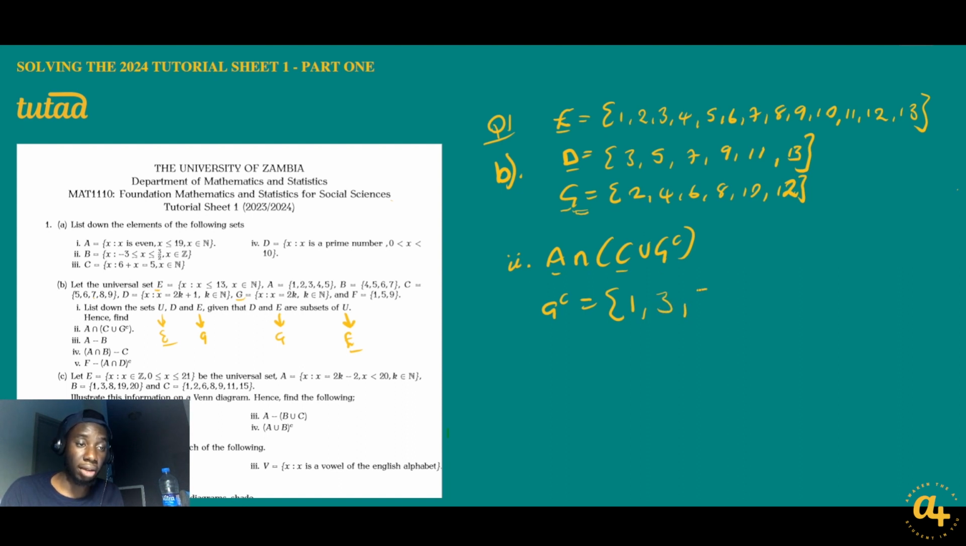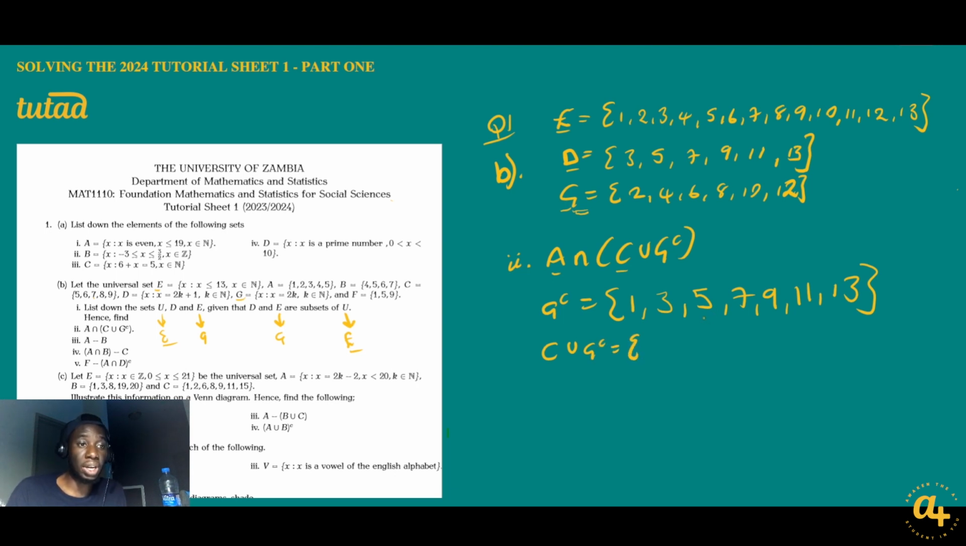We can also see that 5 is not a part of G, therefore it comes into G complement. 7 also comes into G complement. 9 also comes into G complement. 11 also comes into G complement, as well as 13 is a member of G complement. G complement is equal to 1, 3, 5, 7, 9, 11, and 13. Okay, so we know what G complement is. Now we need to find what C union G complement is.